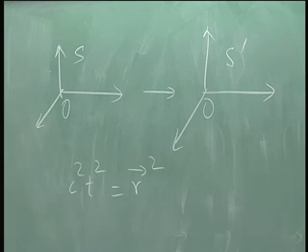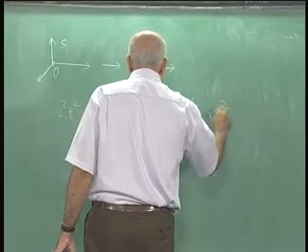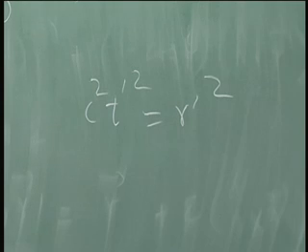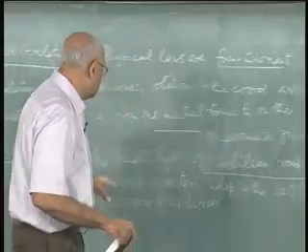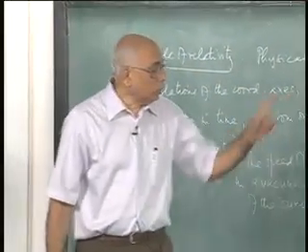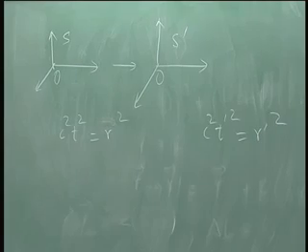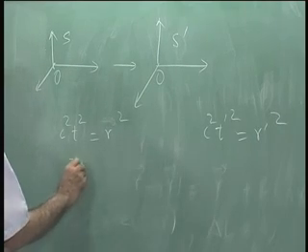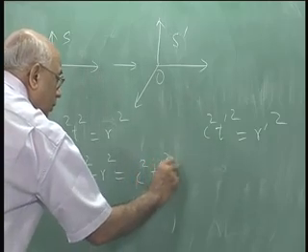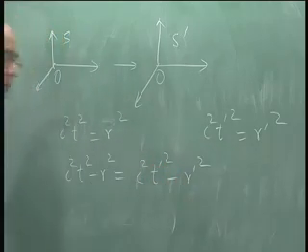In the other frame he sees exactly the same thing, c squared t prime squared equals r prime squared, and c is the same in both frames, and you impose this. This is the content of this statement here. The moment you do that, you have this possibility: c squared t squared minus r squared must be equal to c squared t prime squared minus r prime squared.